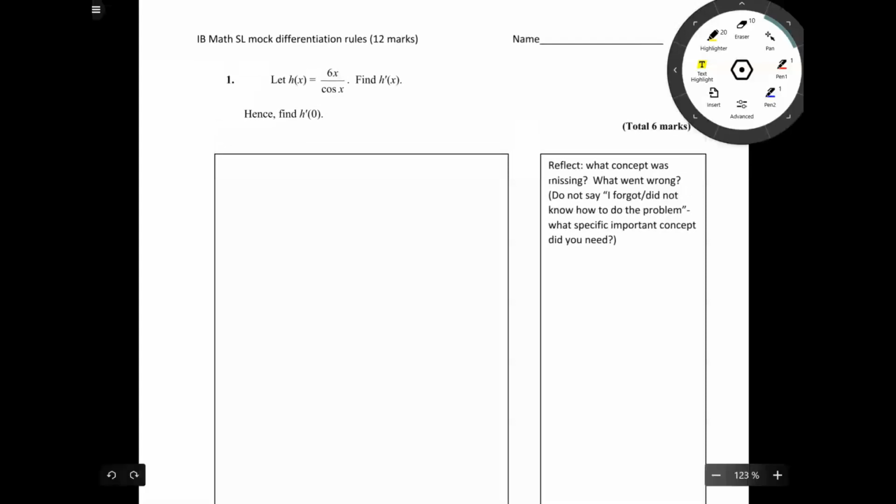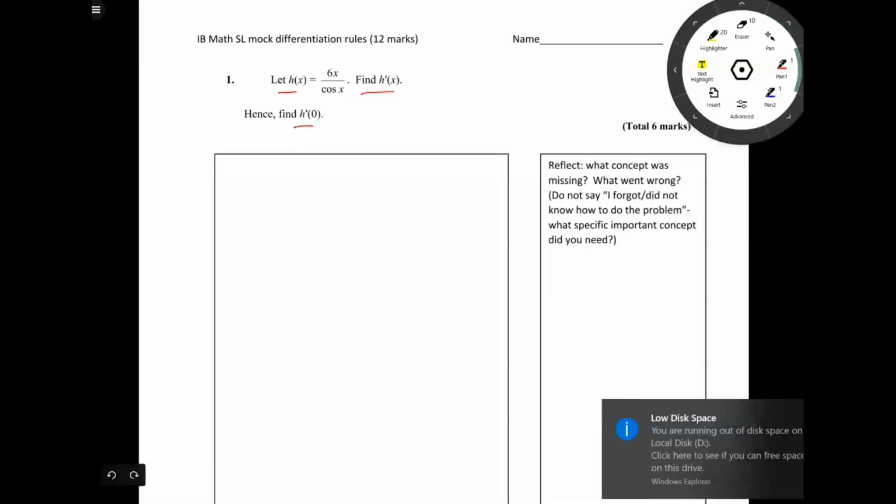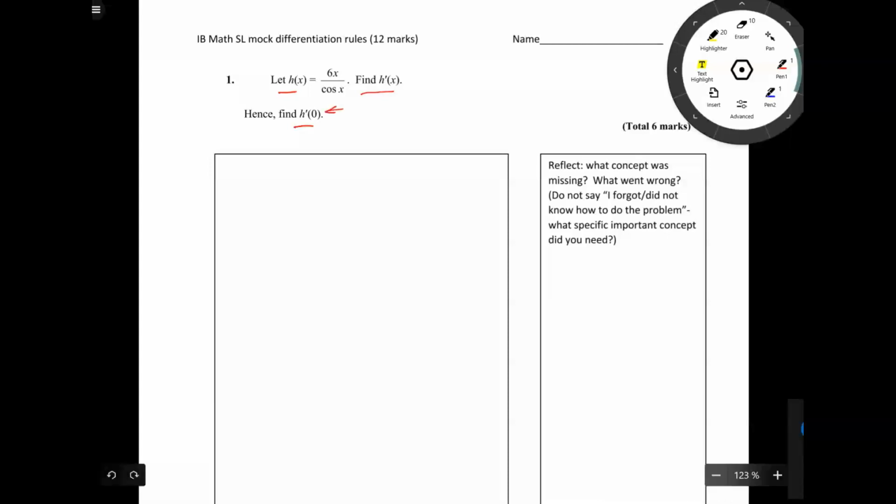Okay, here are the solutions for the mock exam for differentiation rules. First, they ask us to find the derivative of function h, and function h is 6x over cosine x, and then they ask us to find the value of the derivative with x equals 0, right? Because this notation here just means h dash of x when x equals 0, right?